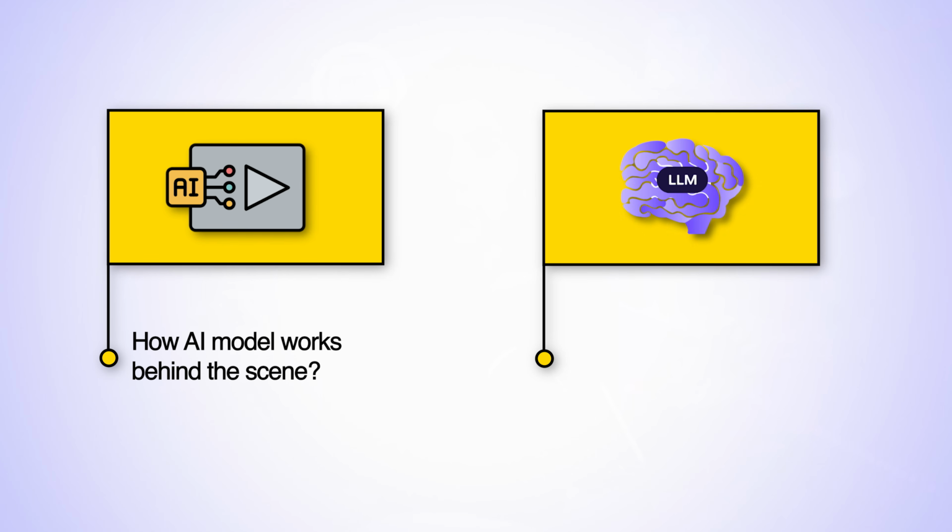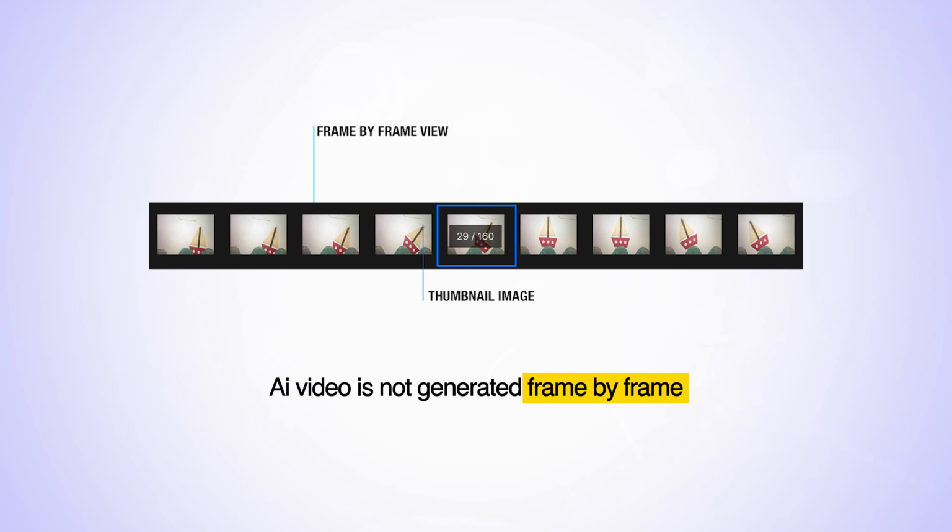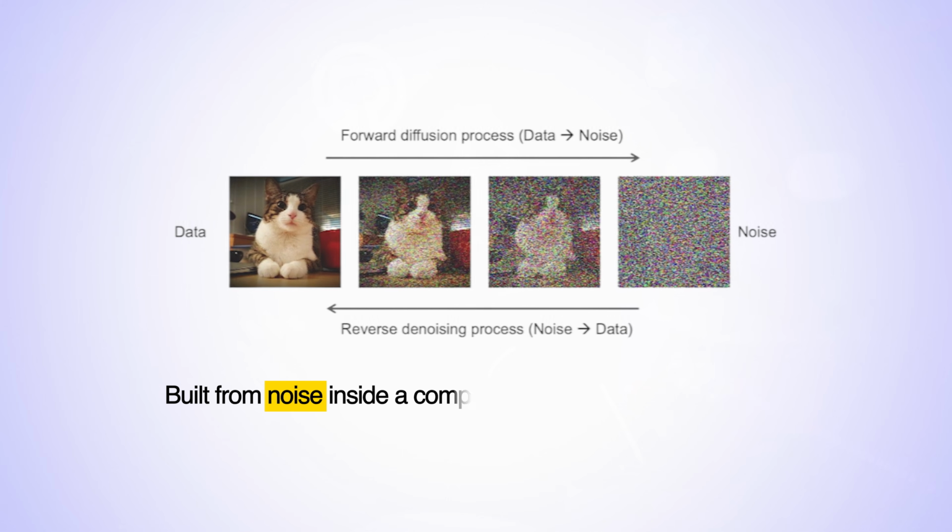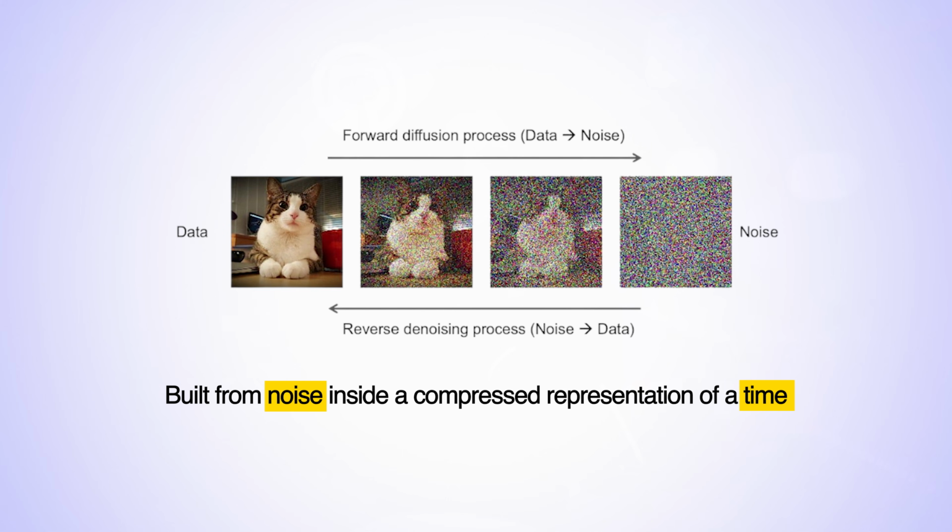This is the only video you need to watch to understand how AI video models work behind the scenes and how they're different from typical LLMs. You would be surprised to know that AI video is not generated frame by frame. It is built from noise inside a compressed representation of time. It is far more complex than a simple clip generation.